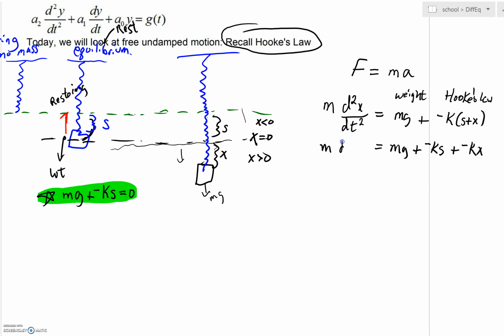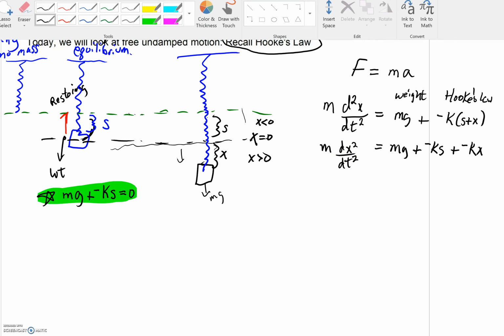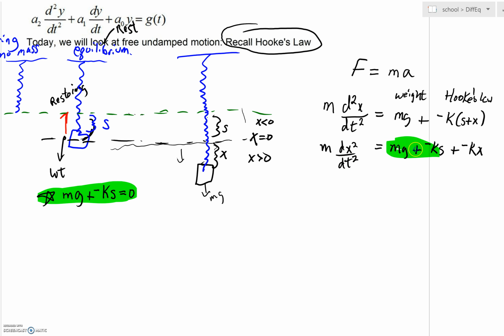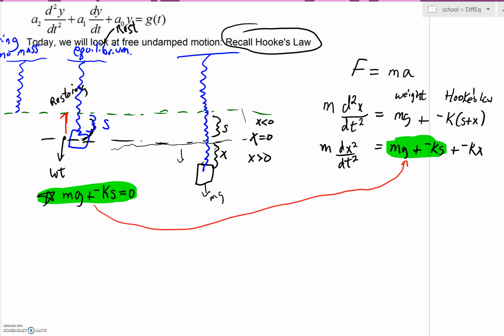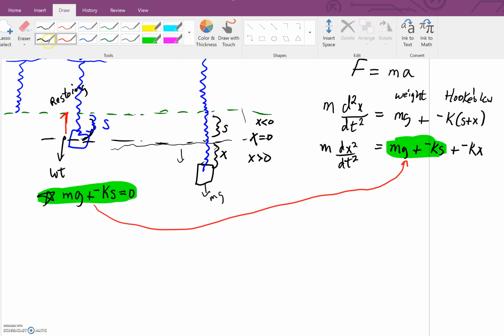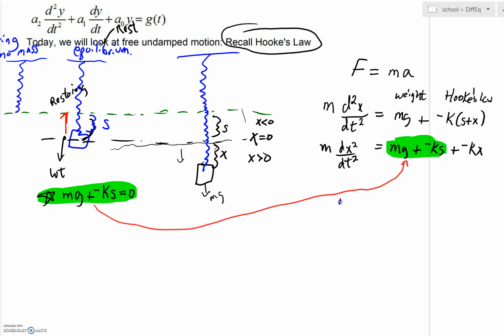And I guess what I'd just immediately like to point out to you is that there's a reason why we highlighted that little expression in green over there. We saw earlier that mg plus negative ks was actually 0. So what we're seeing is that it completely wipes out. And forgive me, I need to fix up where the square is for the second derivative. That's d squared x all over dt squared. You can see this whole thing is 0, so we just have negative kx.